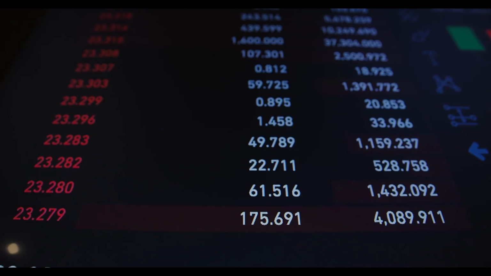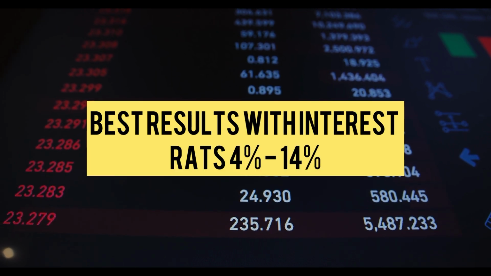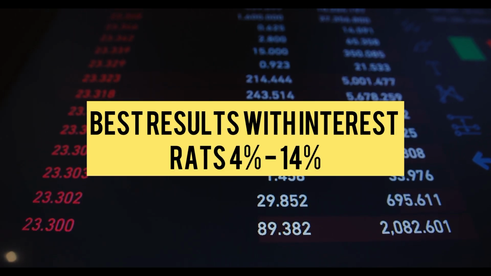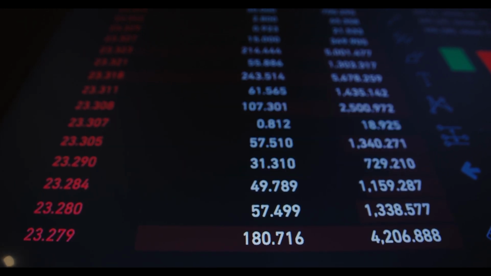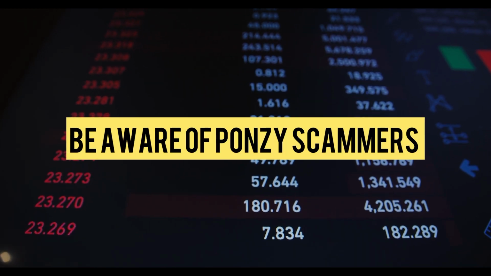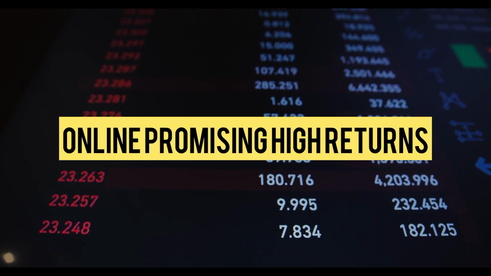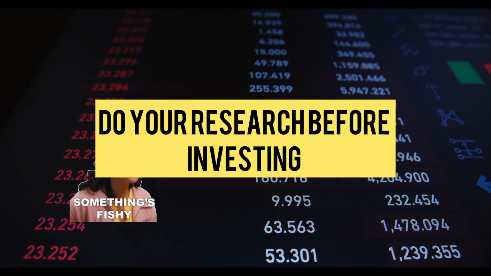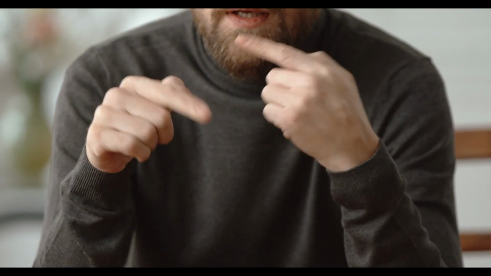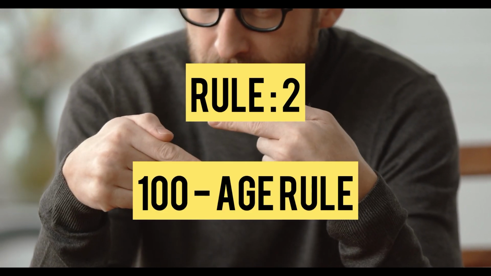A standard disclaimer for this rule: this rule works the best with moderate interest rate anywhere ranging from 4% to 14%. By the way, अगर कोई आपको 14% से ज़्यादा रेगुलर इंटरेस्ट देने का प्रॉमिस कर रहा है तो दाल में कुछ काला है. So let's move forward to understand rule number 2, 100 minus age rule.